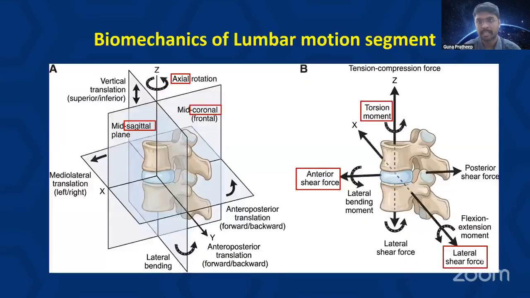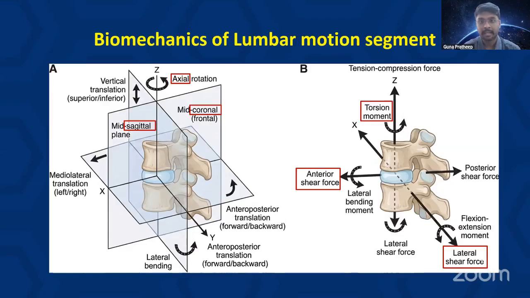To know about adjacent segment degeneration, we need to understand the biomechanics of a lumbar motion segment. We all know the spinal column is a rigid 3-dimensional column supporting the visceral structures and our torso to stand erect. The motion actually happens in 3 different planes, including sagittal, coronal, and axial planes, translating into anterior and lateral shear forces and torsional movement around the axial plane.